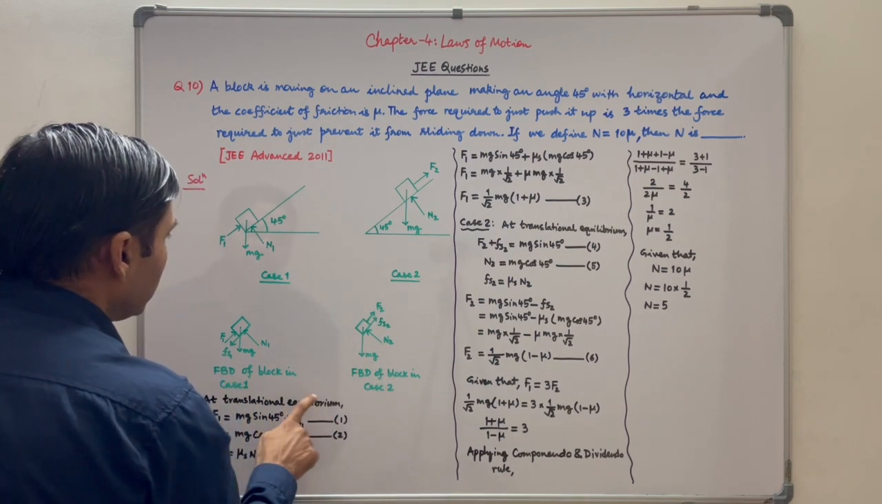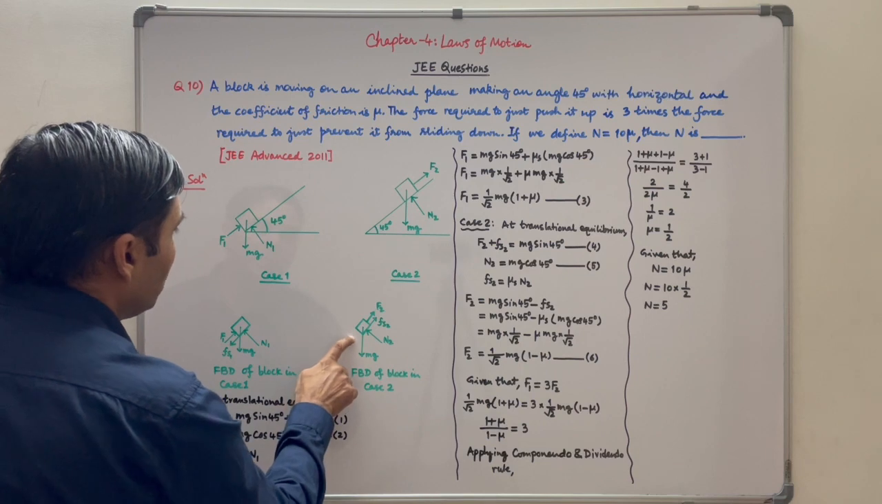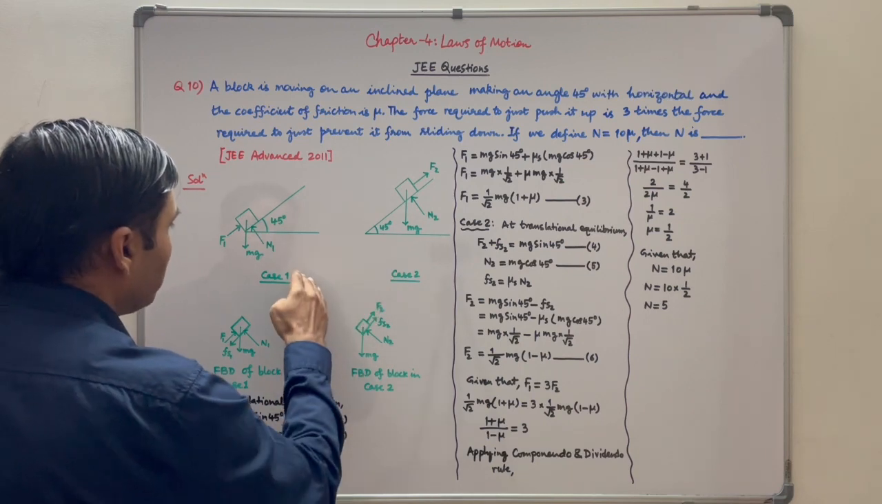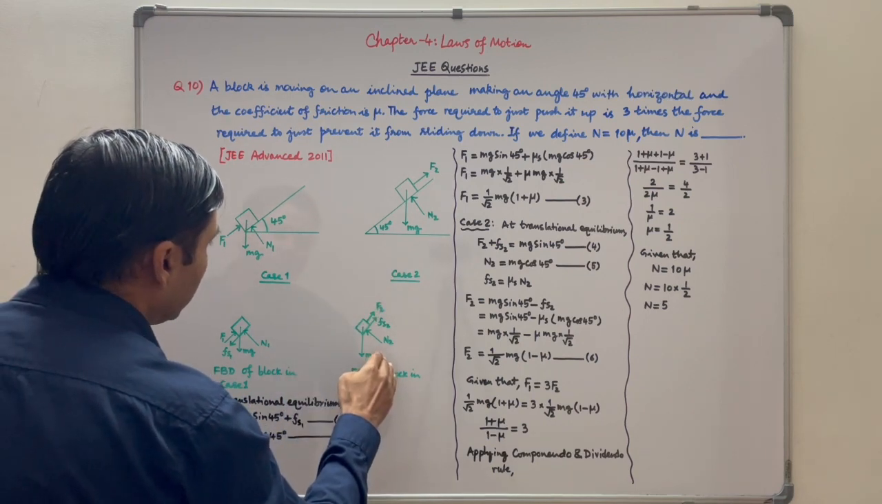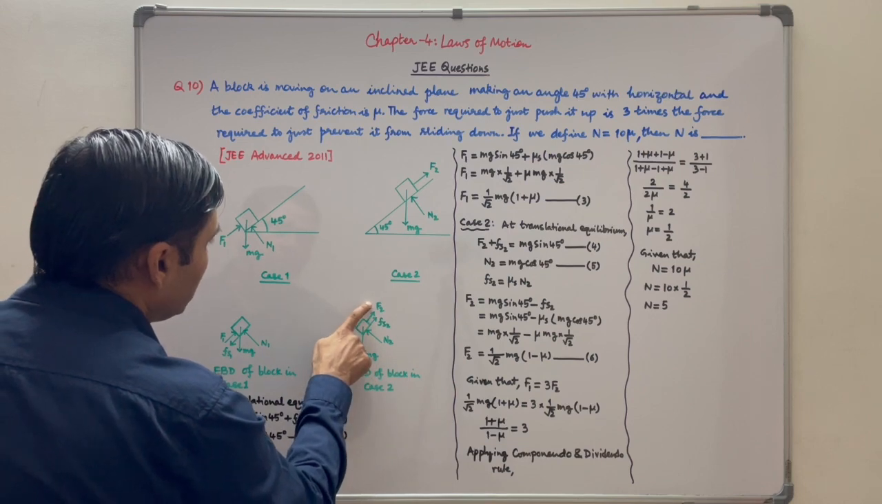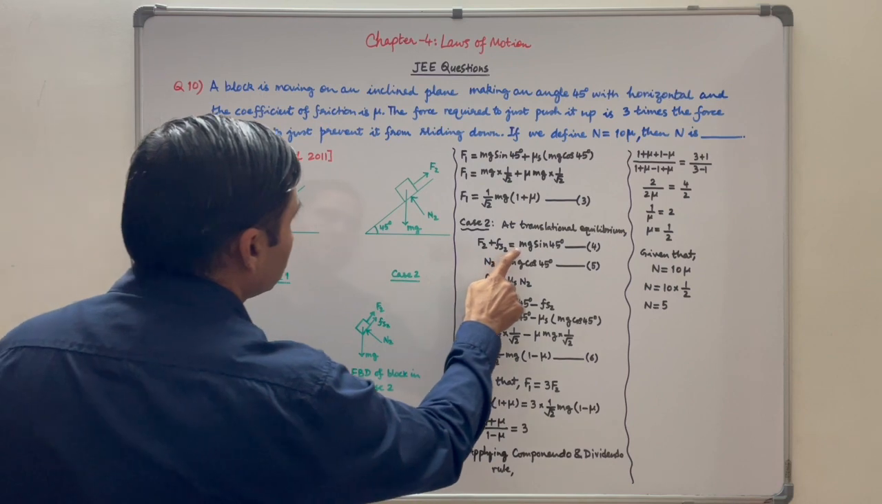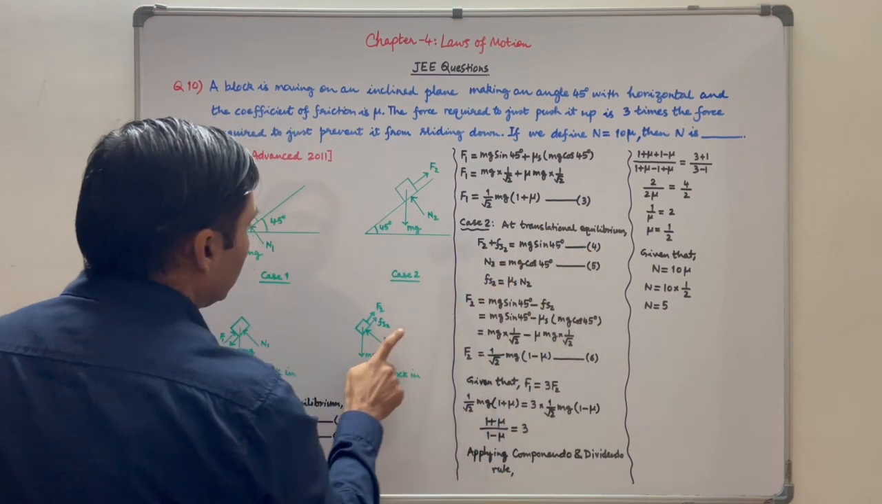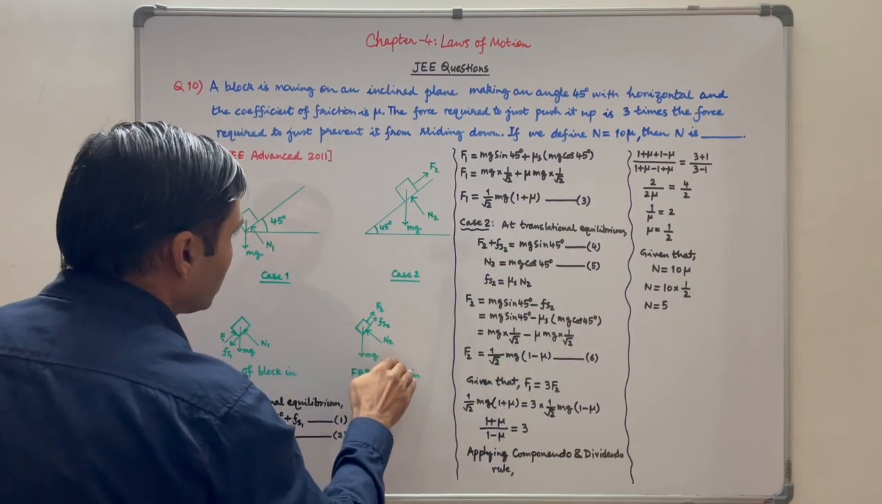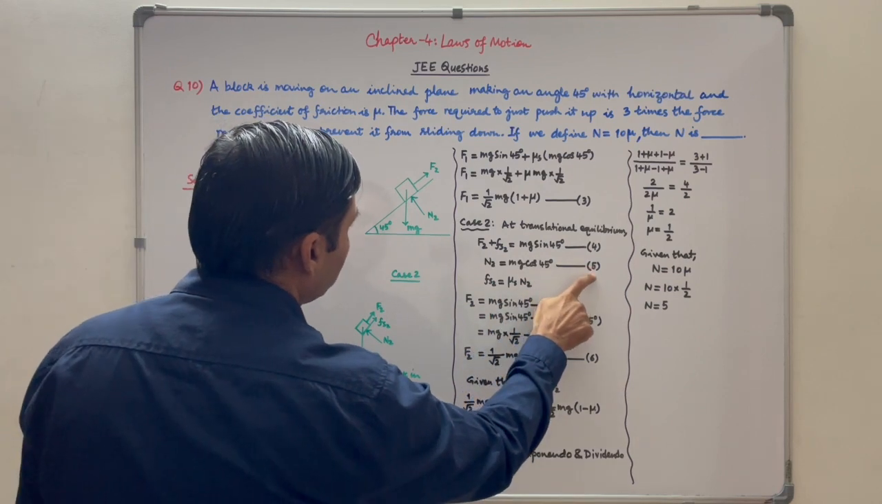Now at translational equilibrium, we will equate forces along the plane and perpendicular to the plane separately. So we can say that F2 plus Fs2 is equal to mg sine 45. This is equation number 4. And N2 is equal to mg cos 45. This is equation number 5.